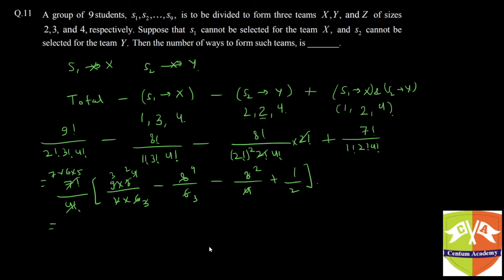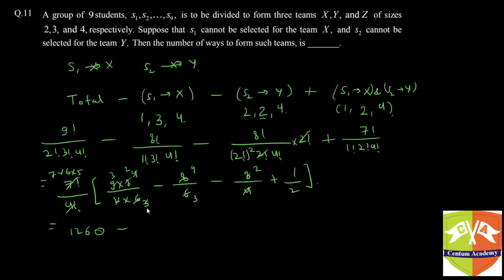7 factorial divided by 4 factorial will be, yes, 7 into 6 into 5, correct. 9 into 8 divided by 2 into 6 is also correct. So what we have is 5 2s are 10 and 7 3s are 21. 21 into 6 is 1260.